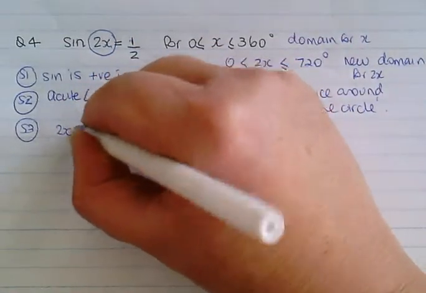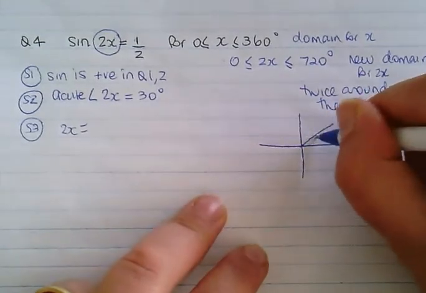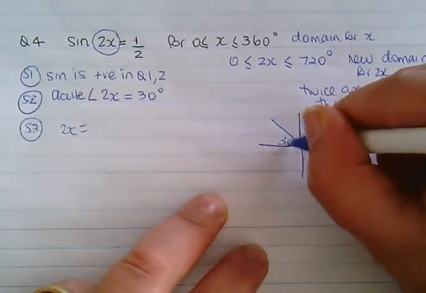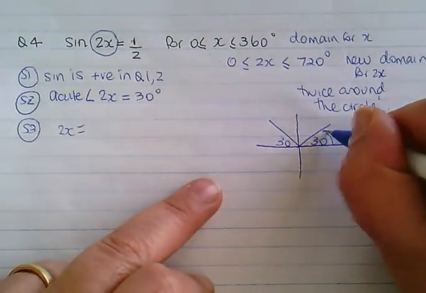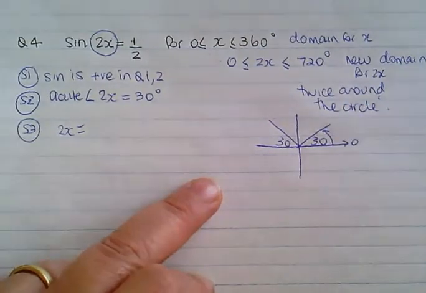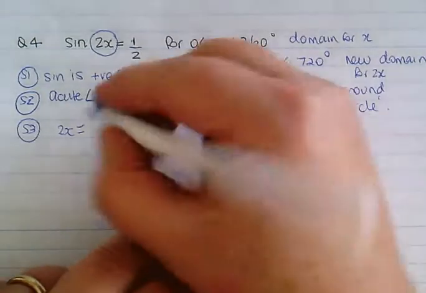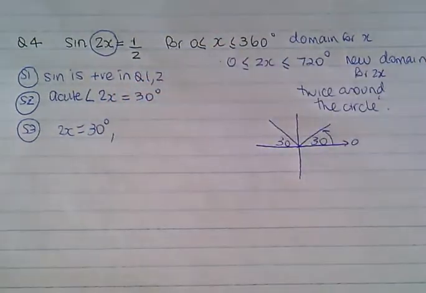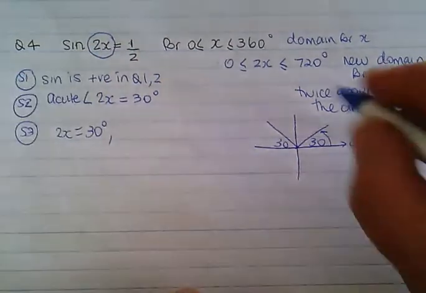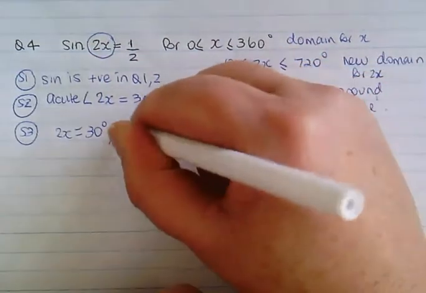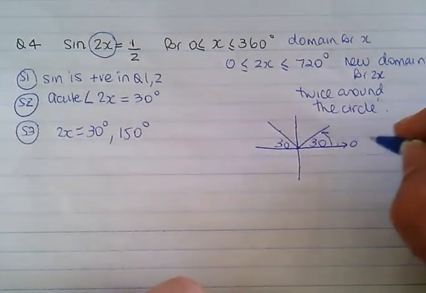So that means that 2x could be, before I do that, I better draw my quadrants. I've got 30 and I've got 30. All right, let's start. We've got to go all the way to 720. What do we got first? This is 0, go. What's my first answer? 2x is 30. Isn't sine of 30 a half? So it makes sense that 2x is 30. What's my next answer? 150.